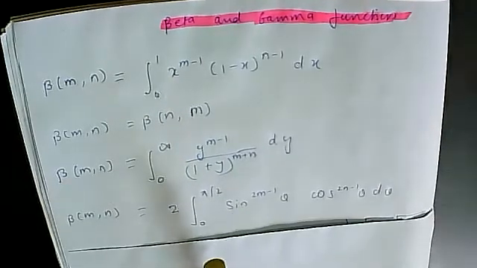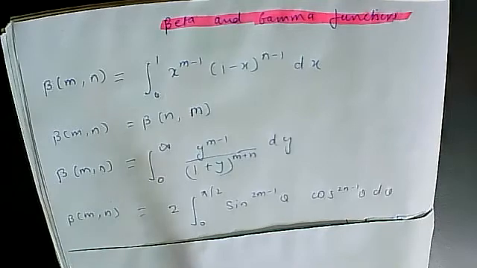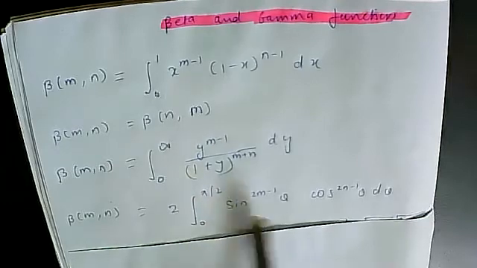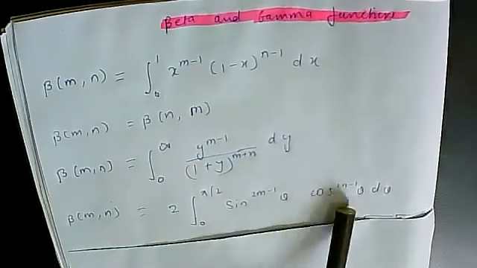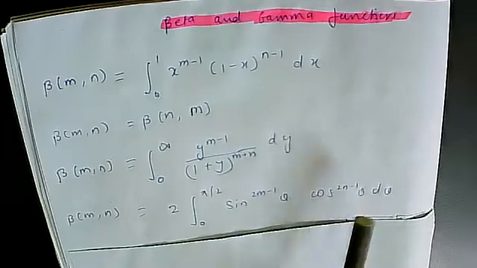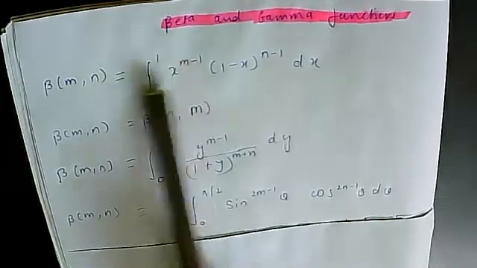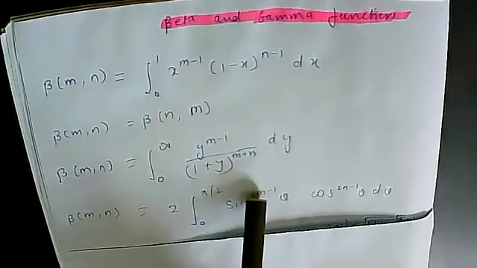Then beta function can be converted into trigonometric functions sine and cos, which is the most important form and will be used to solve the numerical questions. So beta(m, n) is also equal to 2 integral 0 to pi by 2 sine to the power 2m minus 1 theta cos to the power 2n minus 1 theta d theta. This can be obtained by putting x is equal to sine square theta in this expression. So we will get this expression.